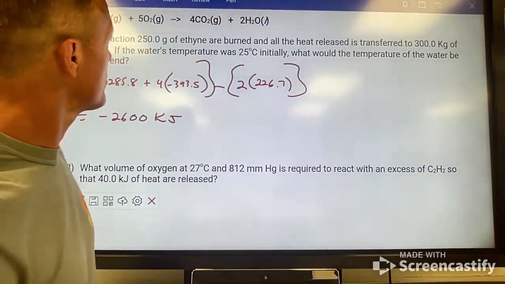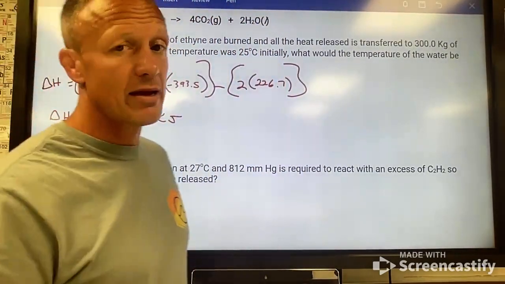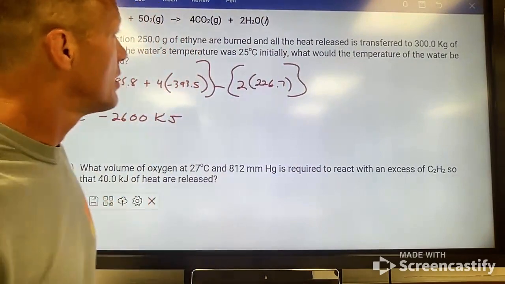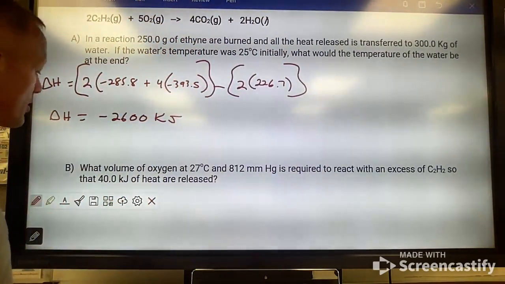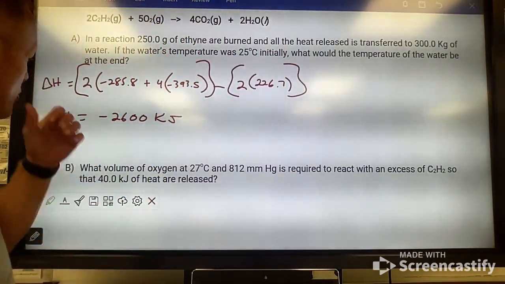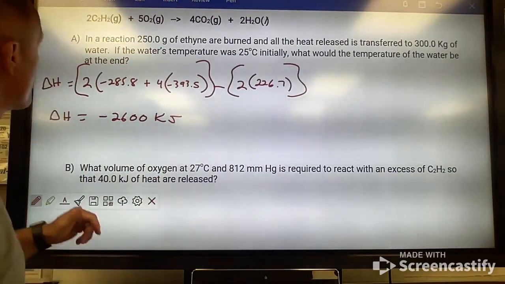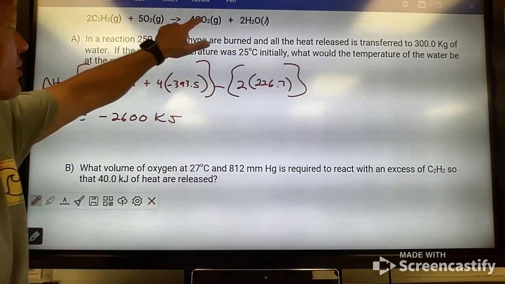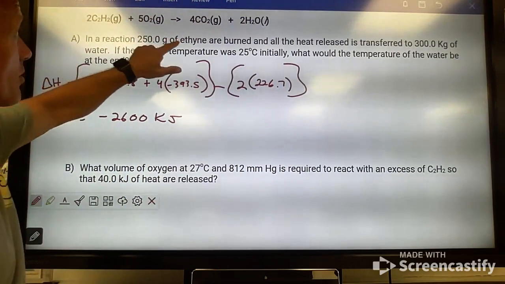All right, here's a couple questions off of the back of that Calorimetry 1 sheet. So here's number 1. There's just 2 questions on there, 1A, B, and 2A and B. So it gives you this reaction. This is a combustion of a compound called ethine.